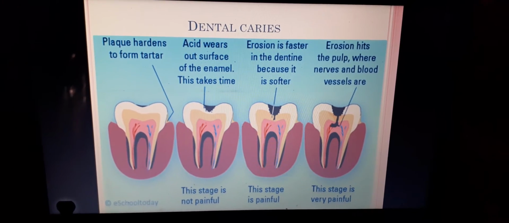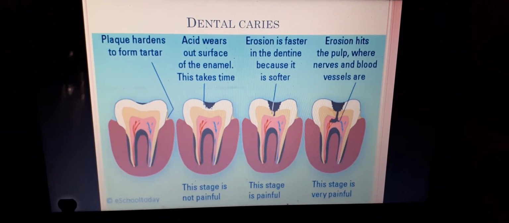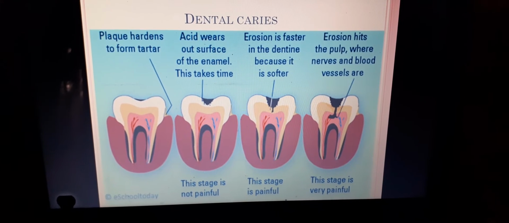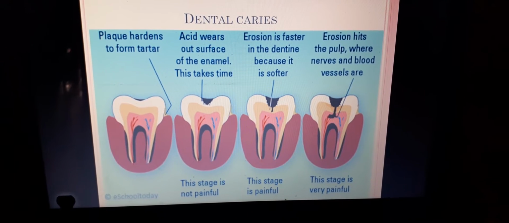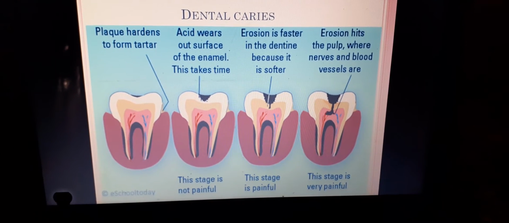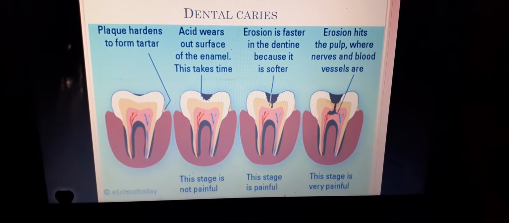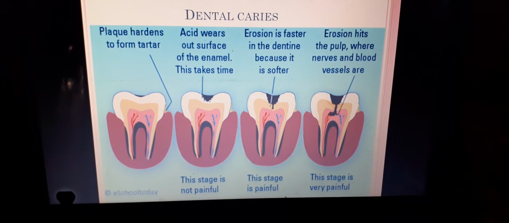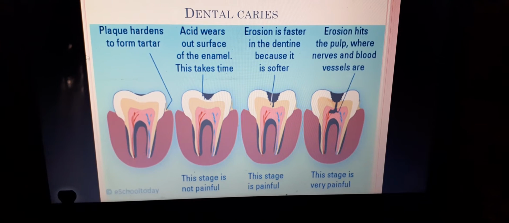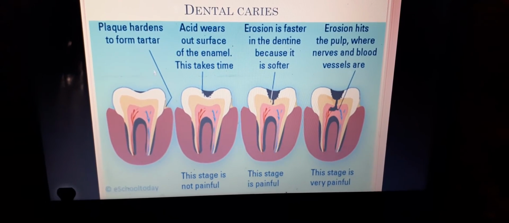Now children, you know that care of the teeth is very important. Healthy teeth are white and healthy gums are pink. If proper care is not taken, teeth become yellowish due to the formation of a sticky layer containing food particles, saliva and bacteria. This layer is known as plaque. In the first diagram you can see that plaque hardens to form tartar.